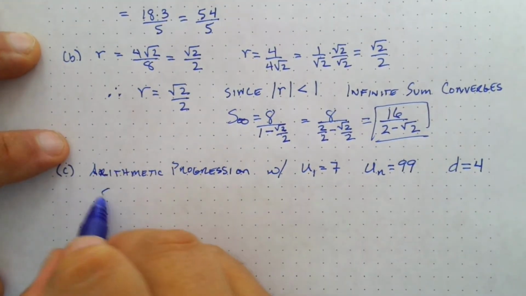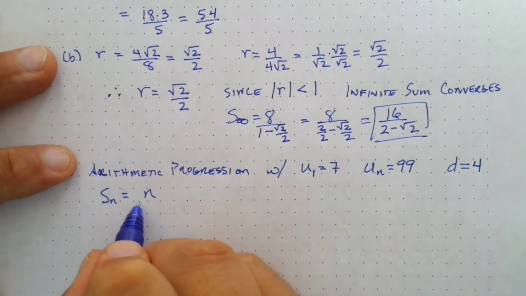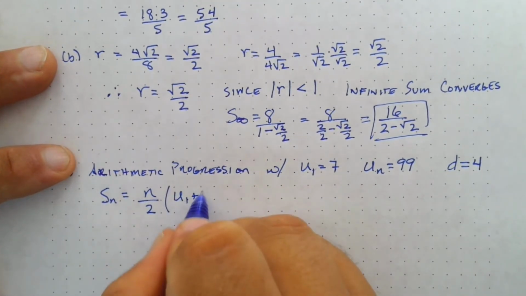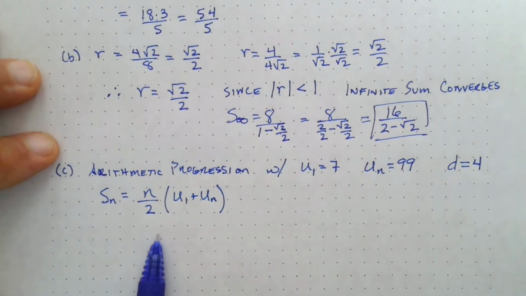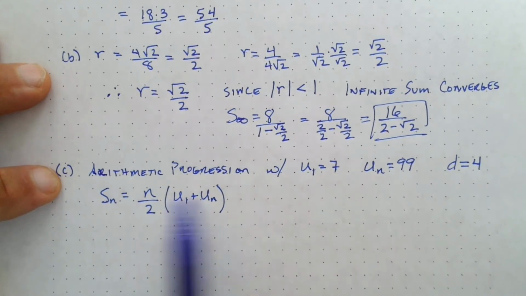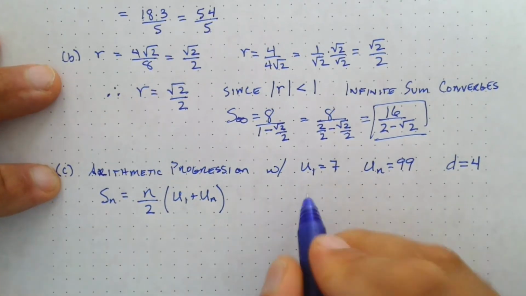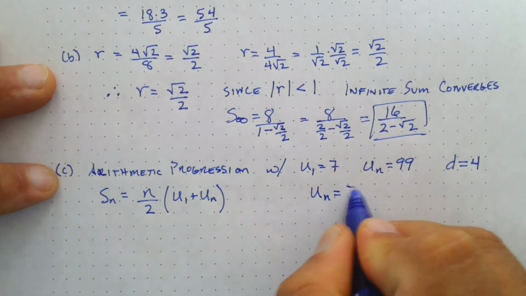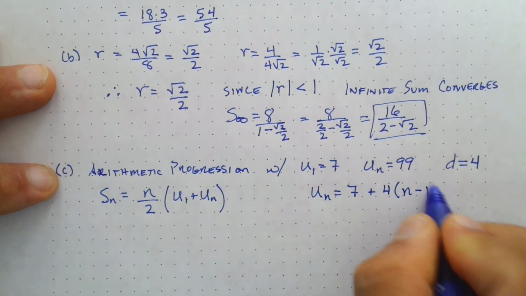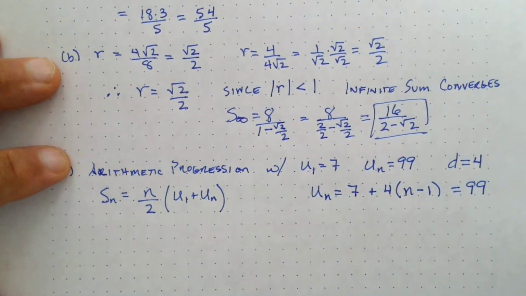Now, the sum of the first n terms of an arithmetic progression is going to be given by the number of terms I have over 2 multiplied by the first term plus the last term. Well, for us, that means that we just need to figure out how many terms I have. How many terms are there going from 7 to 99? Well, what do I know? I know that that nth term is going to be 7 plus my common difference times n minus 1, and that nth term here is 99.